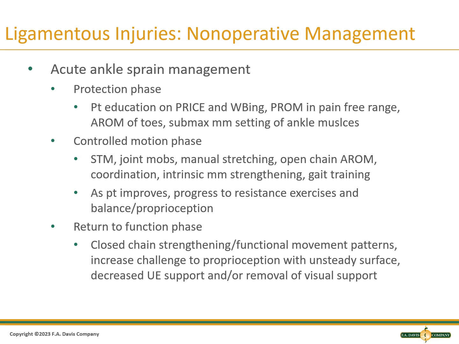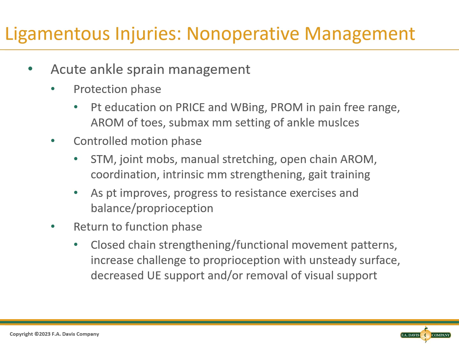During the controlled motion phase, we'll provide soft tissue mobilization to the muscles surrounding the joint in order to address any limitations to range of motion. Again, joint mobs for range of motion limitations and manual stretching for range of motion limitations. We'll initiate open chain active range of motion exercises, coordination exercises, and intrinsic muscle strengthening exercises, typically looking at things like our toe curls, picking objects up with the toes. That's going to help target our intrinsic muscles. And then we're going to focus on gait training so that we can normalize any gait deviations.